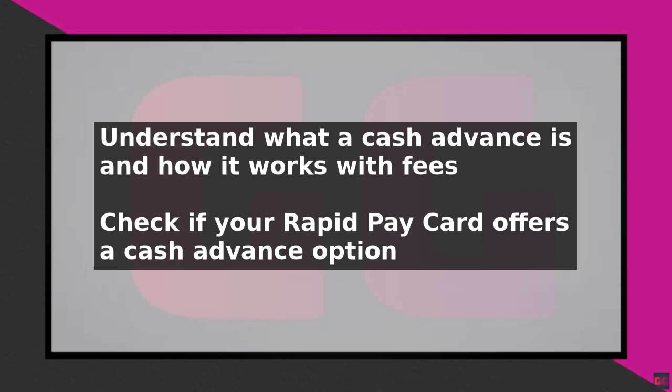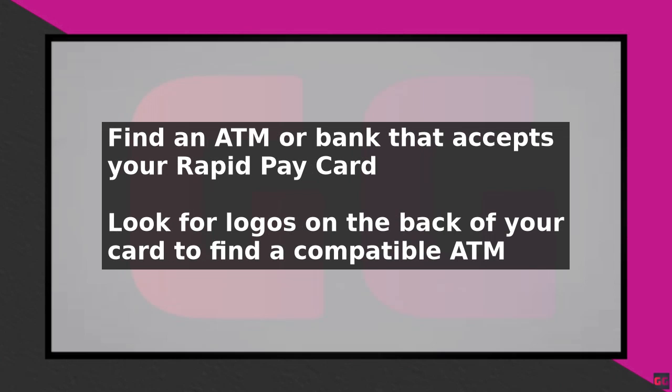Not all cards provide this feature, so it is essential to review your card agreement or contact the card issuer to confirm. If your card does offer cash advances, the next step is to find an ATM or bank that accepts your card. You can usually do this by looking for the logos on the back of your card, such as Visa or MasterCard, and finding an ATM or bank that displays the same logo.